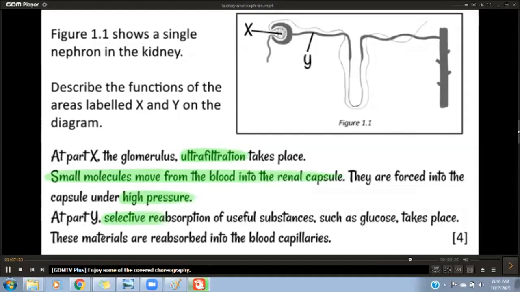At part Y, selective reabsorption of useful molecules. Notice selective reabsorption. You'll lose the marks if you just say absorption. Give an example of the molecule that could be transferred. One of them would be glucose, but there's lots you could mention. And these materials are reabsorbed into the blood capillaries. So that's saying that the useful stuff is then taken back to where it needs to be.